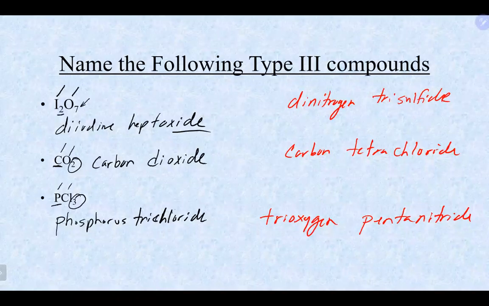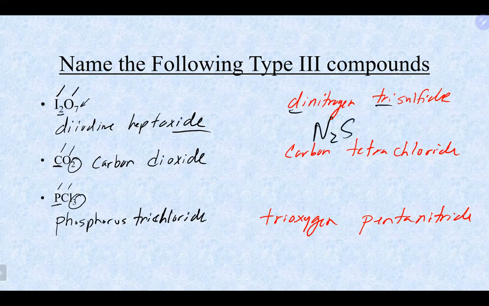Probably the easiest of all naming stuff is what we're going to do here on the right, which is write the formula, which means as soon as I see prefixes in my names, I know it's type 3. So I'm just going to write what it says. Di is 2, nitrogen is N, so N2. Tri is 3, sulfide is S, S3. And that would be the formula there. Same thing here.